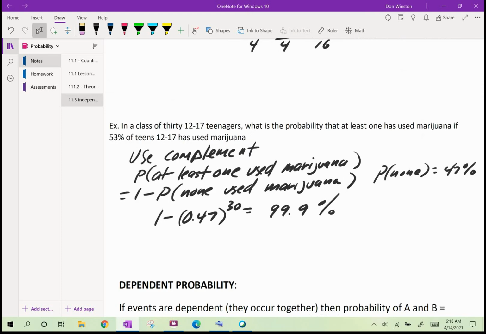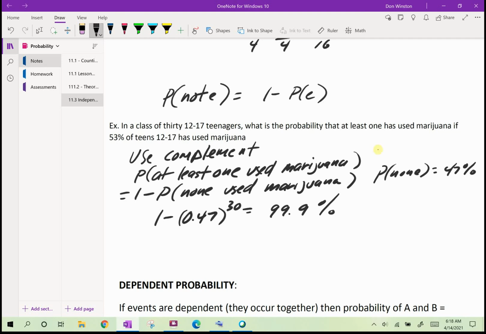Again, sometimes we use complements. Remember, the complement, the probability of not an event, is equal to 1 minus the probability of that event. So here's an example. In a class of 30 teenagers, ages 12 to 17, what's the probability that at least one has used marijuana, if 53% of all teens 12 through 17 have used marijuana?